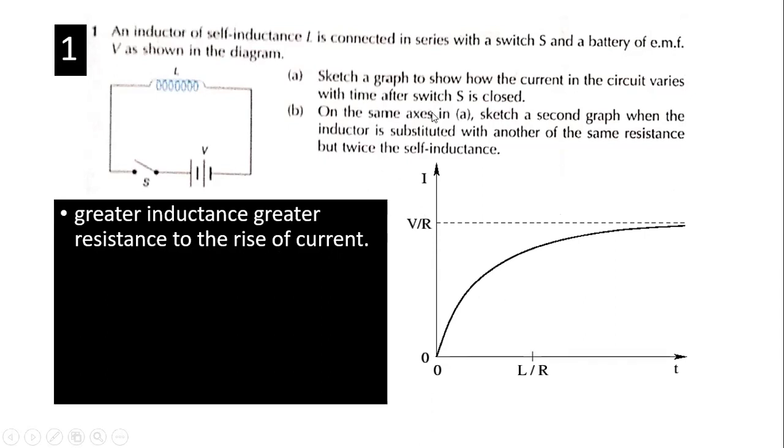On the same axis, on the same graph, draw a second graph when the inductor is substituted with another of the same resistance, but twice the self-inductance. Right? Greater L. Okay, it will take longer time. That means it will produce back EMF greater than previously, so it will take greater time to reach the final value. Okay with that?